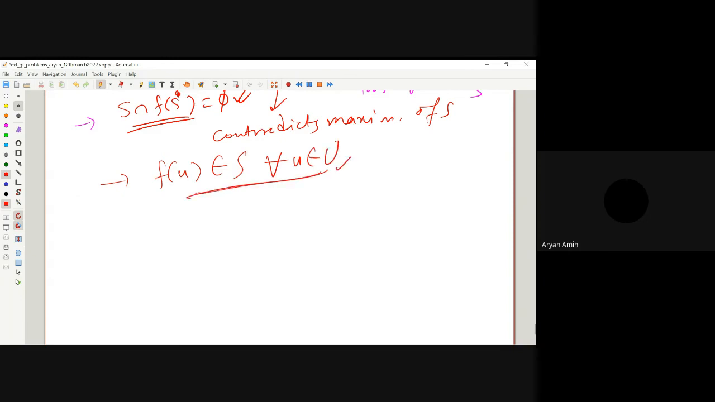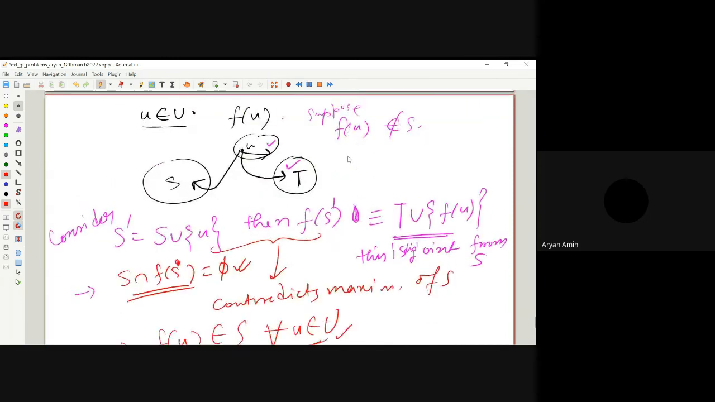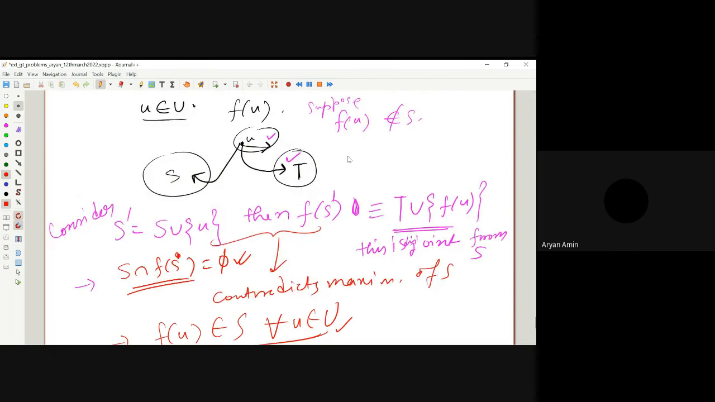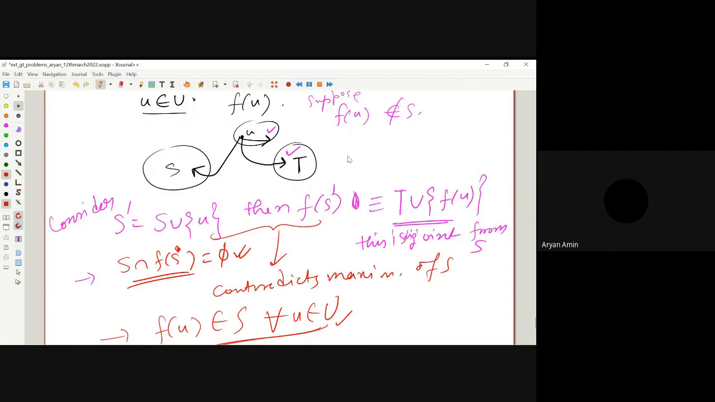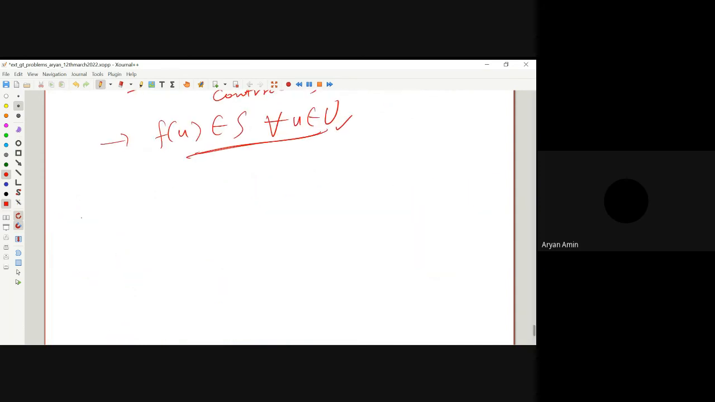Does that make sense? Does everyone understand the proof of this? If there are questions, please feel free to ask. Are there any questions? Okay, let's move on if there are no questions.